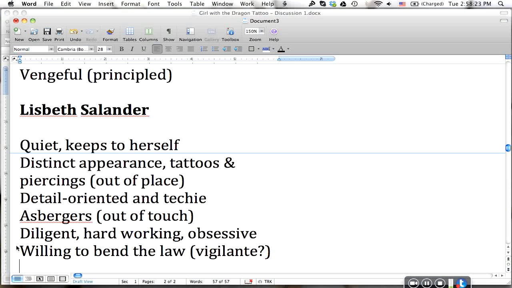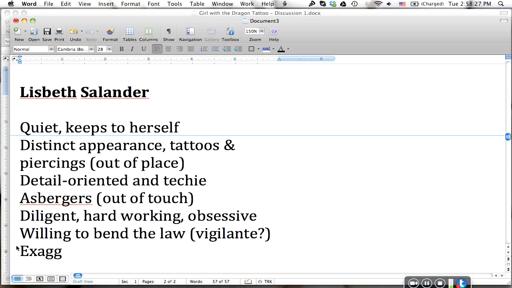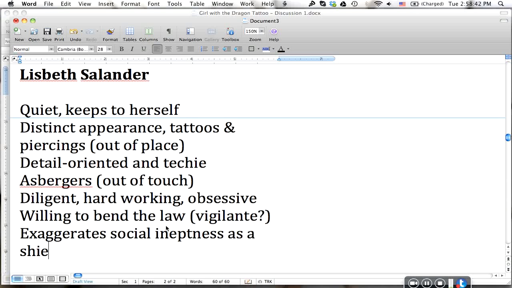Caitlin, you had your hand up. I was just saying that she kind of exaggerates social ineptness to keep people away. Okay. I think it exists already in her, but she definitely plays it up for others. Is that okay? I'll put it that way, as a shield. Now, it's an interesting question to think about for her.